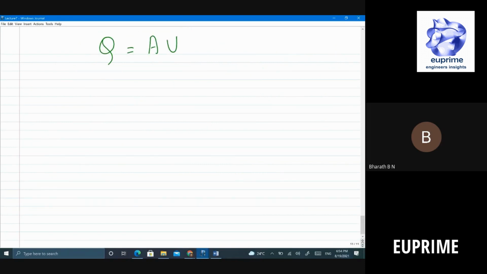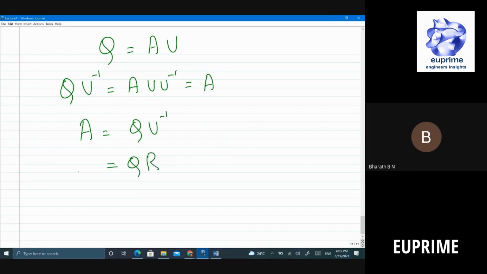Right? This is what you get. So what I'm going to do is multiply by U inverse on both sides. What do you get? This will be A, right? So A will be Q U inverse. What is U inverse? Lower triangular matrix, right? Or I'll write this as Q times R. So this is called QR decomposition.